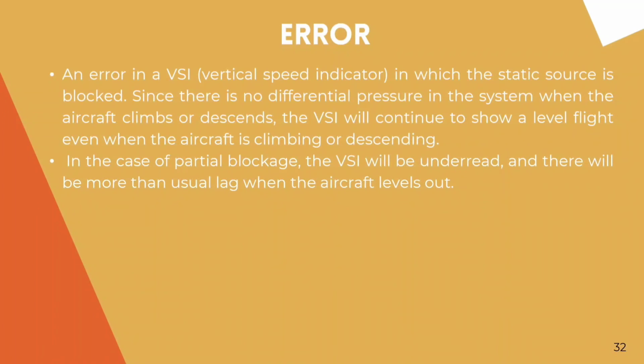Errors. An error in a VSI, vertical speed indicator, in which the static source is blocked. Since there is no differential pressure in the system when the aircraft climbs or descends, the VSI will continue to show level flight even when the aircraft is climbing or descending. In the case of partial blockage, the VSI will be under-reading and there will be a more than usual lag when the aircraft levels out.